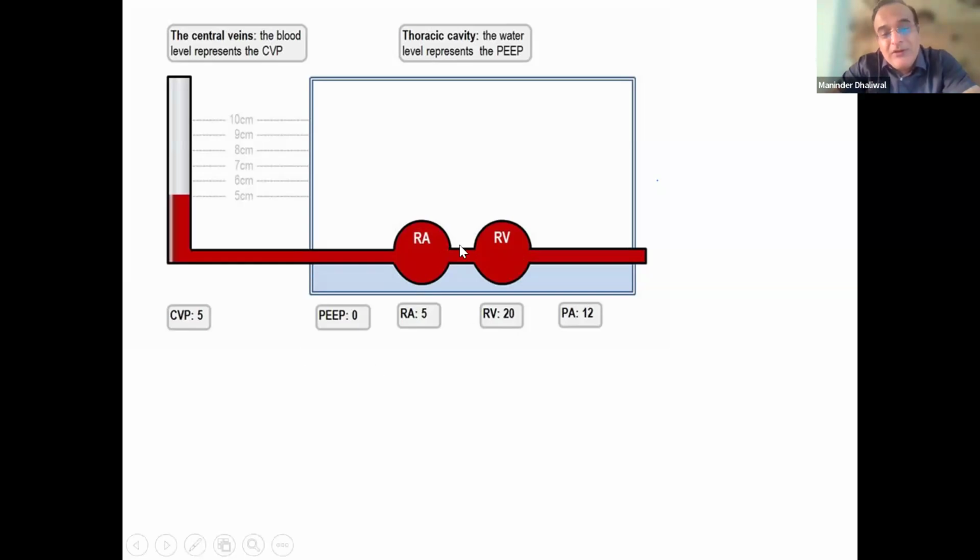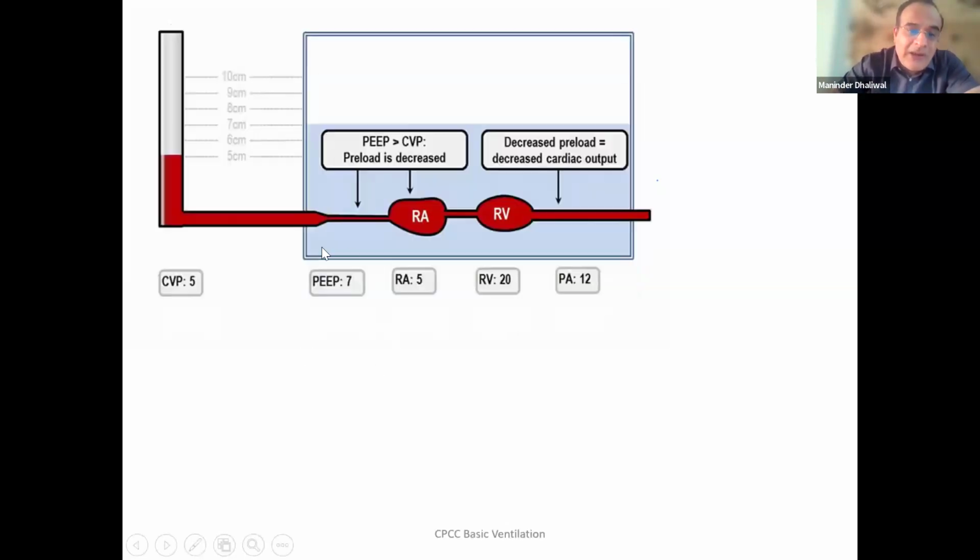Now this is once I'm taking a spontaneous breath. Now if I apply a PEEP of 5, if you see the water level, 5 has gone up more than the CVP. So my preload to the right ventricle will actually decrease. Instead of a negative internal pressure, somebody is giving a positive pressure ventilation, which will impede the flow from the IVC into the right atrium. So my right atrium volume will decrease, my right ventricular volume will decrease, and it will decrease the cardiac output. If it is a failing heart, then it is a good point.